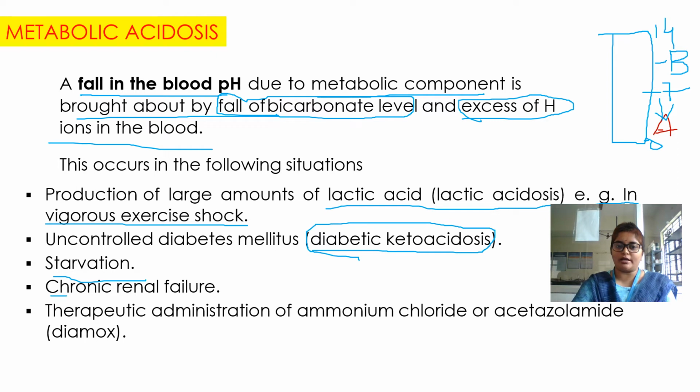Okay, and then chronic renal failure, when there is a long-term renal failure in a person, then also it leads to metabolic acidosis. And then therapeutic administration of ammonium chloride or acetazolamide. When these types of drugs are taken, it is going to reduce the pH, leading to metabolic acidosis. So metabolic acidosis is nothing but a fall in the blood pH because of a decrease in the bicarbonate level and an increase in the hydrogen ion concentration.